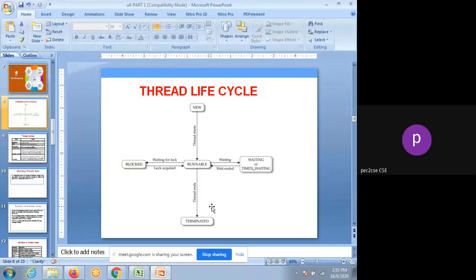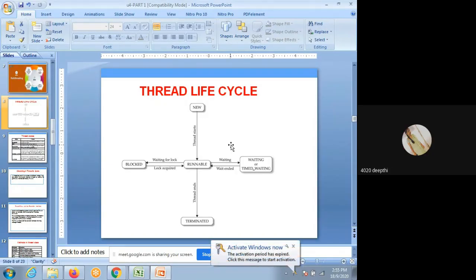No doubts, ma'am. Okay, what have we seen in today's class, can anyone say? We saw a recap of the previous unit, ma'am. Third unit. Multi-threading and multitasking, the difference. And the life cycle of a thread. Very good.